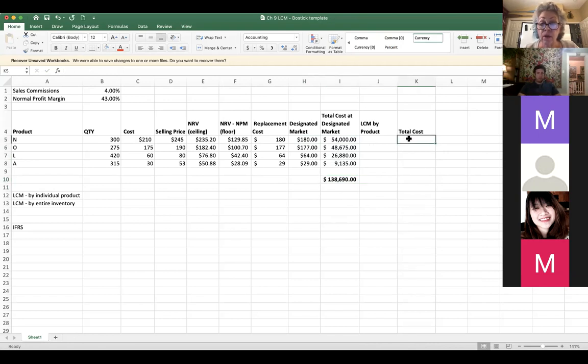Now I need to know what is my total by cost. What is my total by cost? So that is simply quantity times my cost, and add it down, and then sum it up. And I know that my cost, which is what I have in my general ledger, is 145,775.